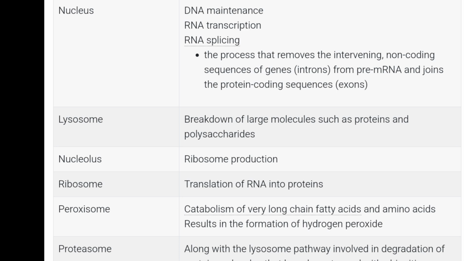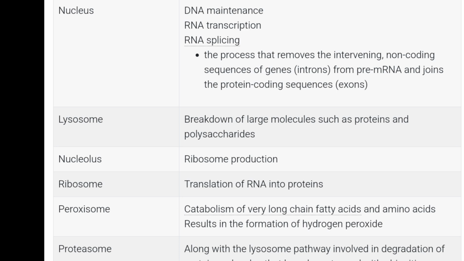And after lysosome, we will discuss peroxisome and proteasome. Peroxisome is related to the breakdown of long chain fatty acids, and proteasome is associated with degradation of protein which is tagged with ubiquitin. Then the nucleus, which contains DNA, and from DNA messenger RNA is formed, plus splicing of RNA also takes place. It means that unwanted and unnecessary RNA sequences are removed. Nucleolus forms ribosomes, and ribosomes in turn form proteins.